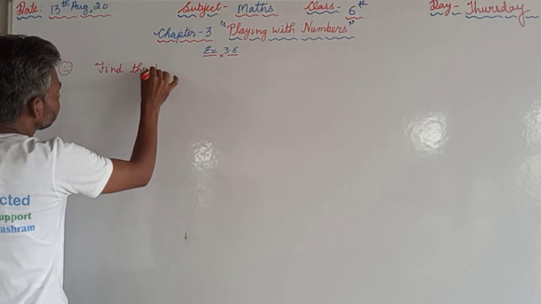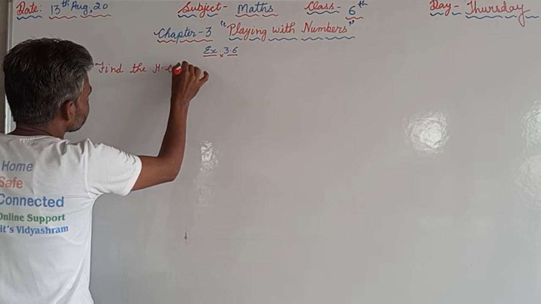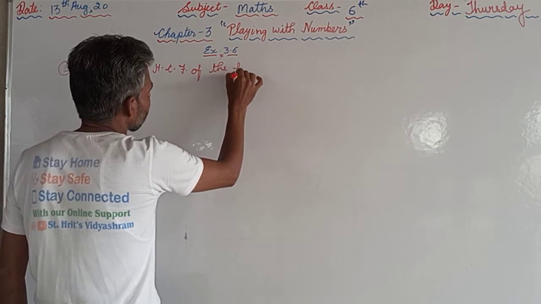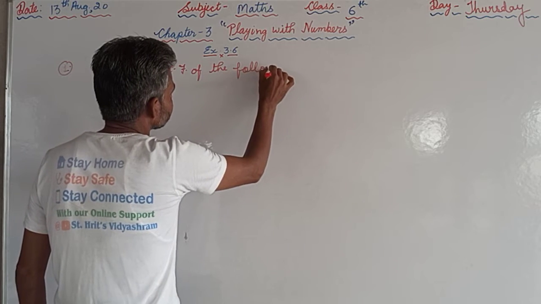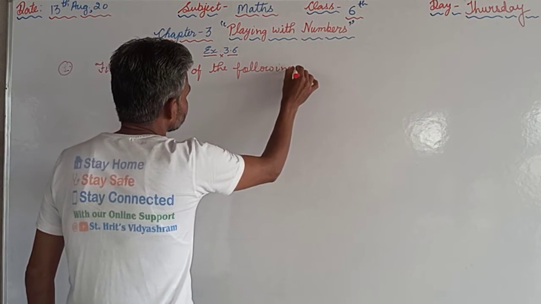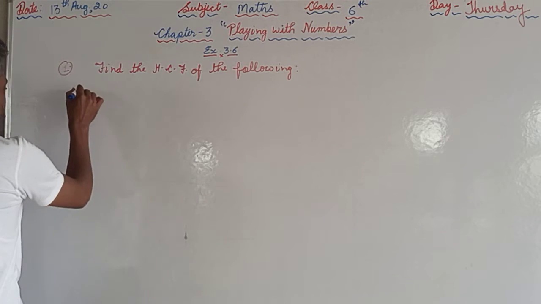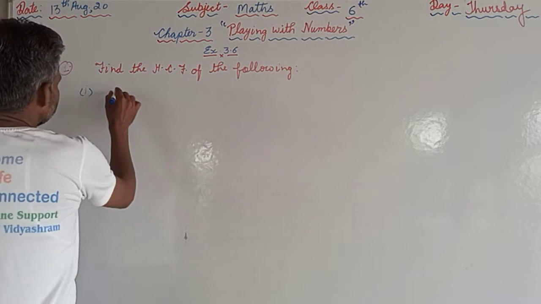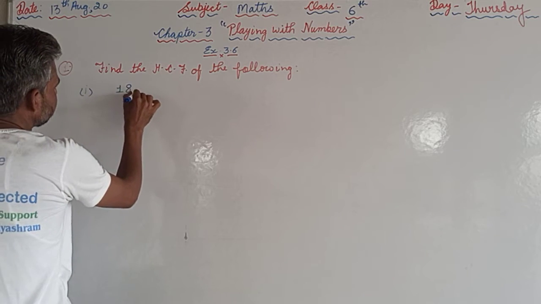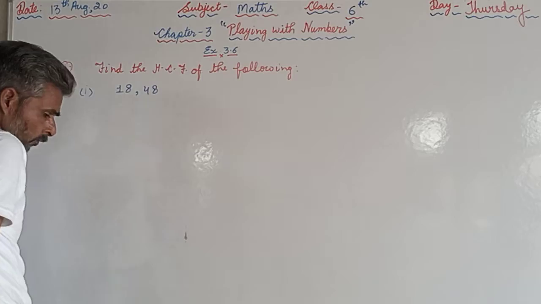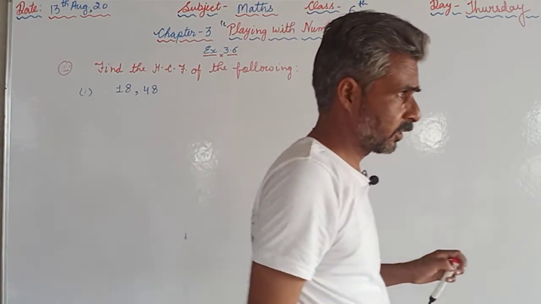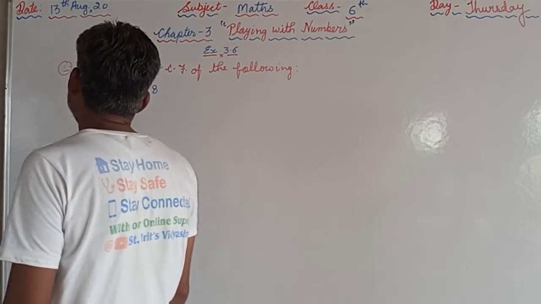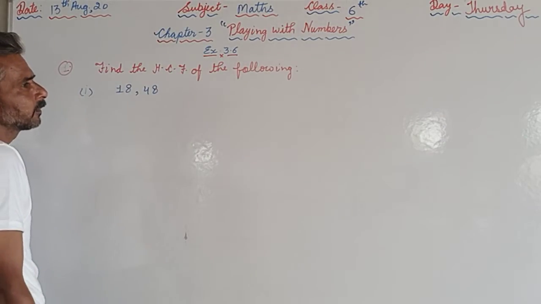Find the HCF of the following. The first part is 18 and 48. There are many methods to find the HCF. Today we will learn how to find the HCF using the listing the factors method.